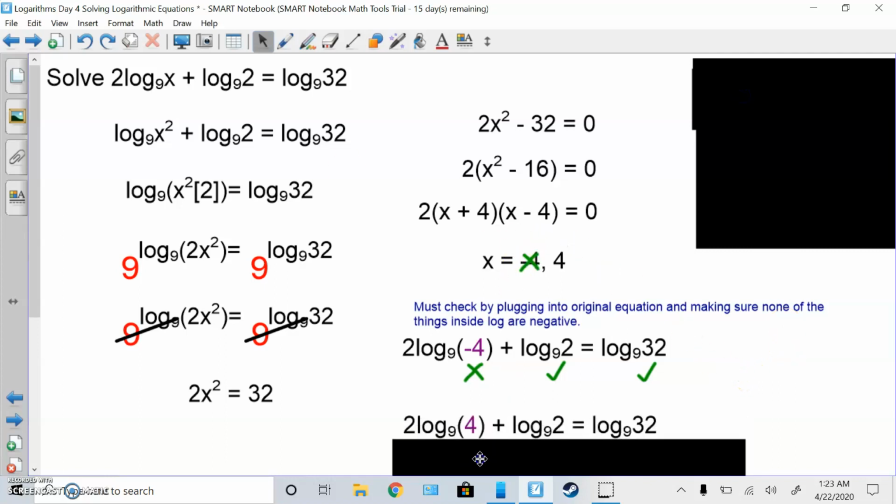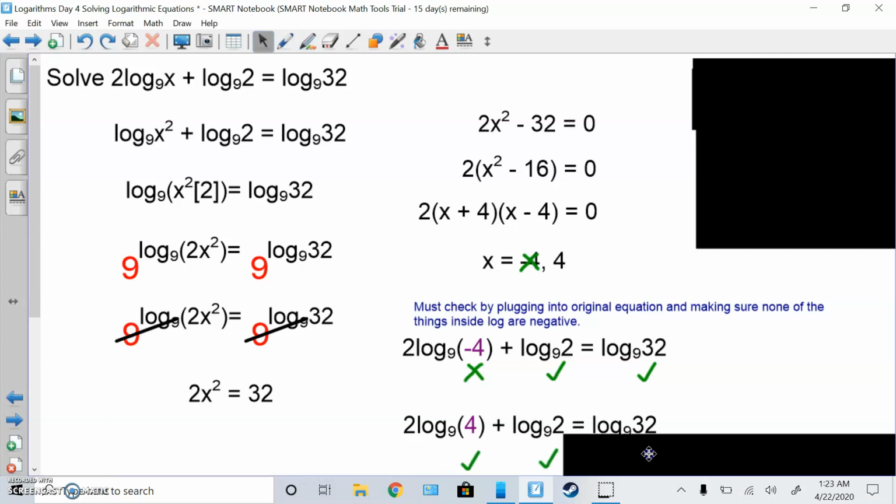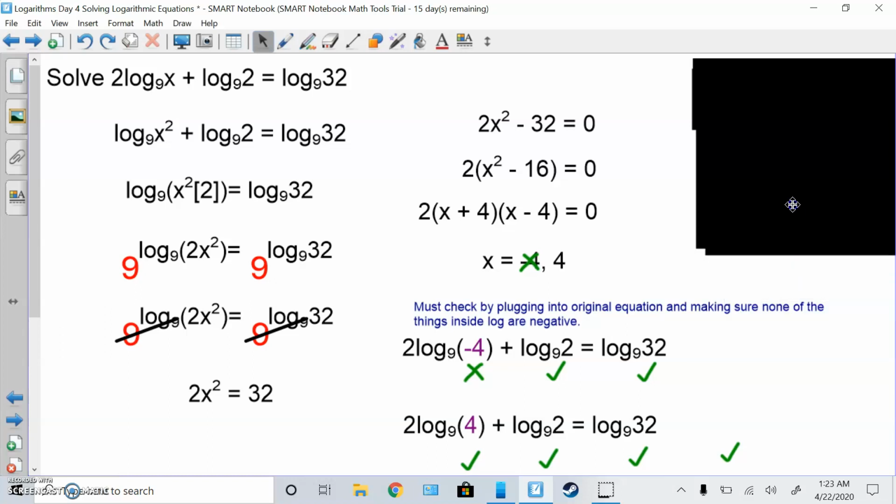I try the next one. I get that. I can log base 9 of 4, that's good. I can log a positive, that's good. I can log a positive, that's good. So this answer does work. The final answer here is just x equals 4.